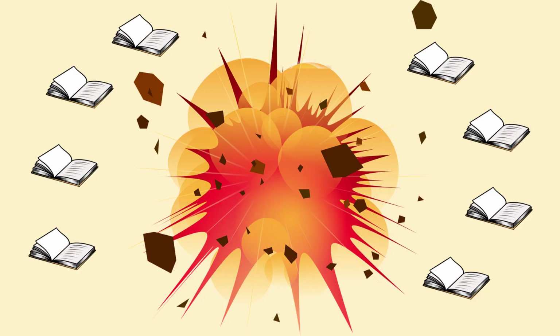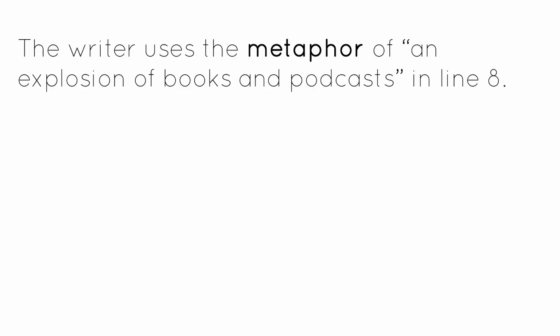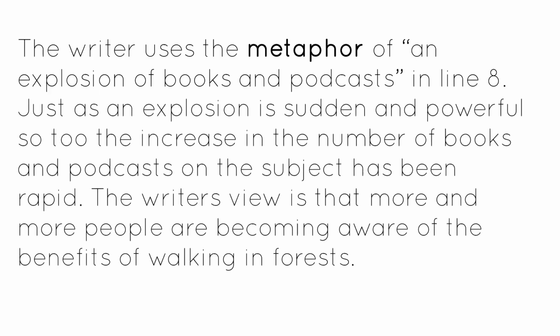Okay, so how do we write this down in the answer? Well, it looks like this. The writer uses the metaphor of an explosion of books and podcasts in line 8, and I use my just as and so too. That's my formula for imagery. Just as, so too. So just as an explosion is sudden and powerful, so too the increase in the number of books and podcasts on the subject has been rapid. The writer's view is that more and more people are becoming aware of the benefits of walking in forests.